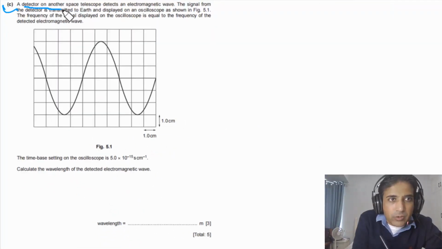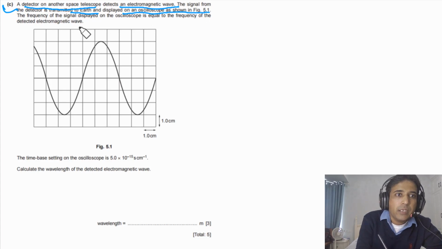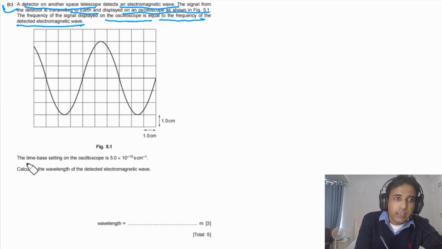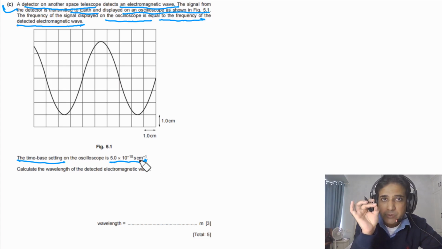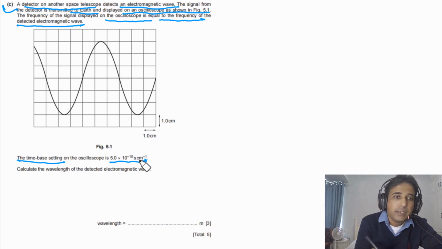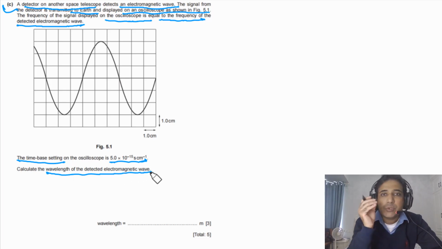Part C says a detector on another space telescope detects an electromagnetic wave. The signal from the detector is transmitted to Earth and displayed on an oscilloscope as shown in figure 5.1. The frequency of the signal displayed on the oscilloscope is equal to the frequency of the detected electromagnetic wave. The time-based setting on the oscilloscope is 5.0 times 10 to minus 15 seconds per centimeter. It means 1 centimeter is representing 5.0 times 10 to minus 15 seconds. Calculate the wavelength of the detected electromagnetic wave. So we need to calculate wavelength.